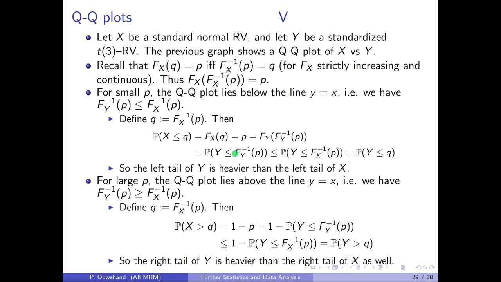But the quantile function of y at p is less than or equal to the quantile function of x at p, so the probability that y is less than or equal to the quantile of y at p is less than or equal to the probability that y is less than or equal to the quantile of x at p. The quantile of x at p is just equal to q, and so we see that the probability that x is less than or equal to q is less than or equal to the probability that y is less than or equal to q. And that means that the left tail of y is heavier than the left tail of x.